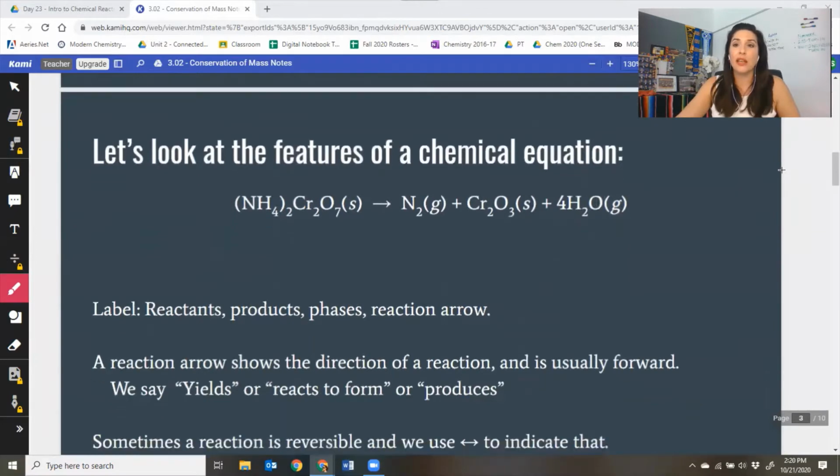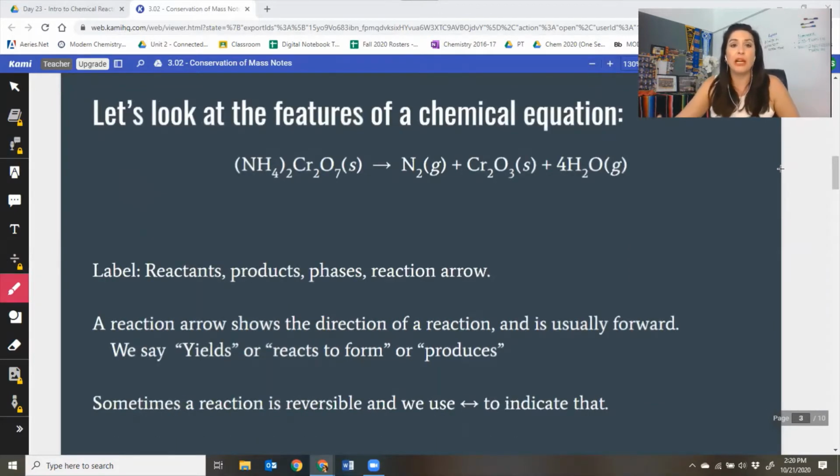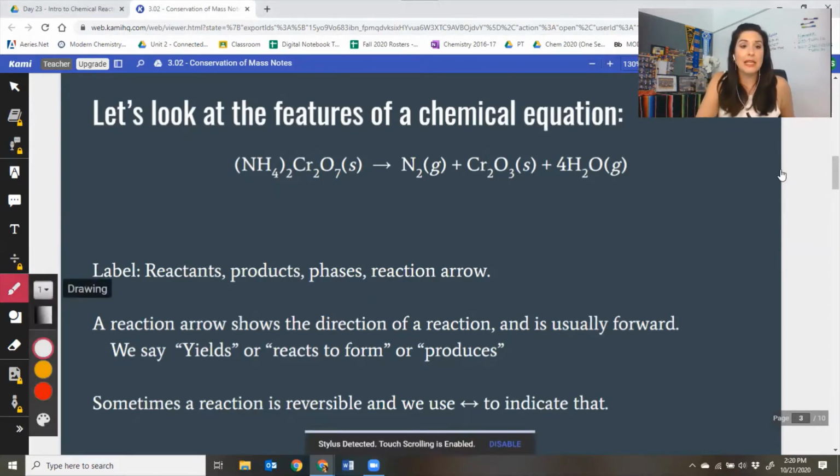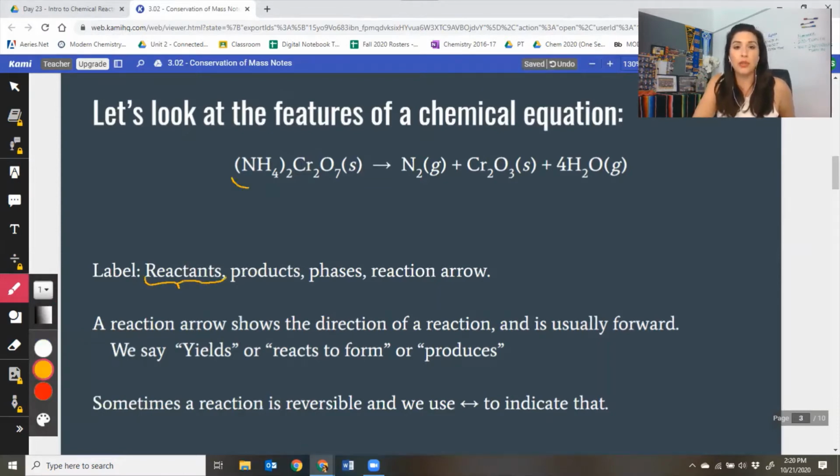So let's look at the various features of a chemical reaction. Here is an example of a decomposition reaction. So let's label the reactants, the products, the phases, and the reaction arrow. Our reactants are this original compound that reacts. It's always written to the left of the reaction arrow, and it indicates the substance that we have before the reaction takes place. Conversely, our products are at the end of a reaction.